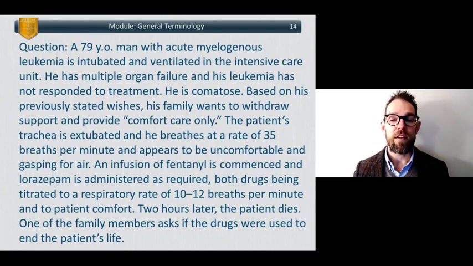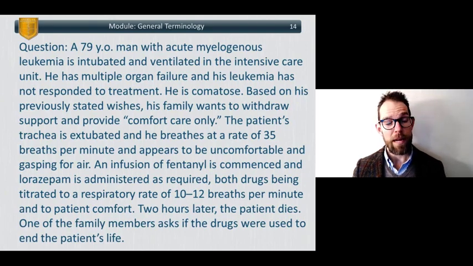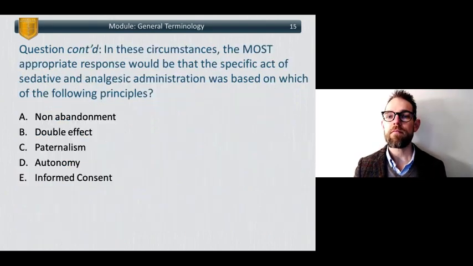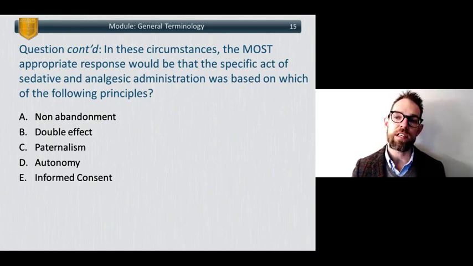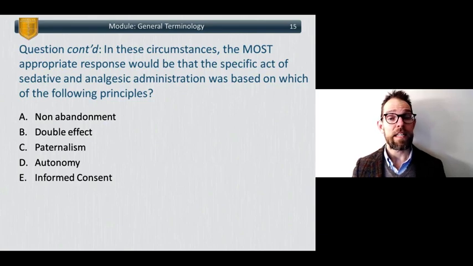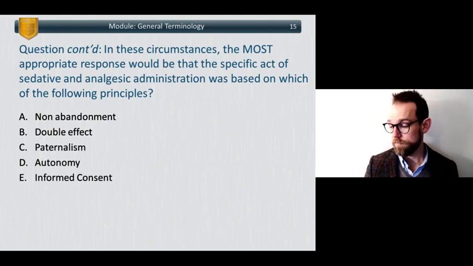You start an infusion of fentanyl and Ativan as required, and both drugs are titrated to a respiratory rate of 10 to 12 breaths per minute, and the patient appears comfortable. Two hours later, the patient dies. One of the patient's family members then asks, were these drugs given to end the patient's life? In these circumstances, the most appropriate response would be that the specific act of sedative and analgesic administration was based on which of the following principles? A, non-abandonment, B, double effect, C, paternalism, D, autonomy, or E, informed consent.